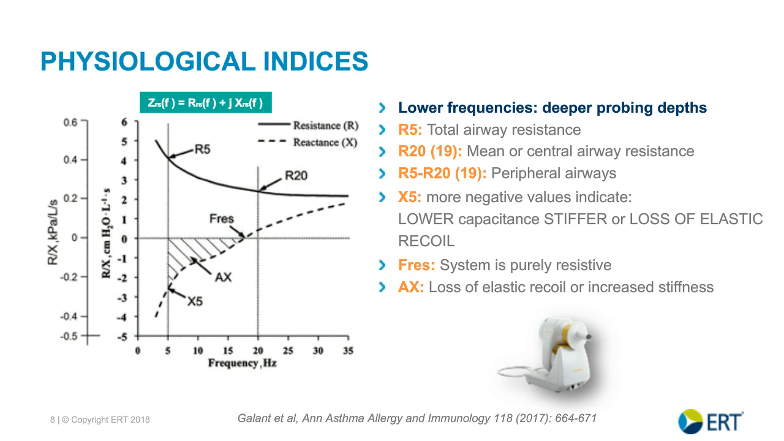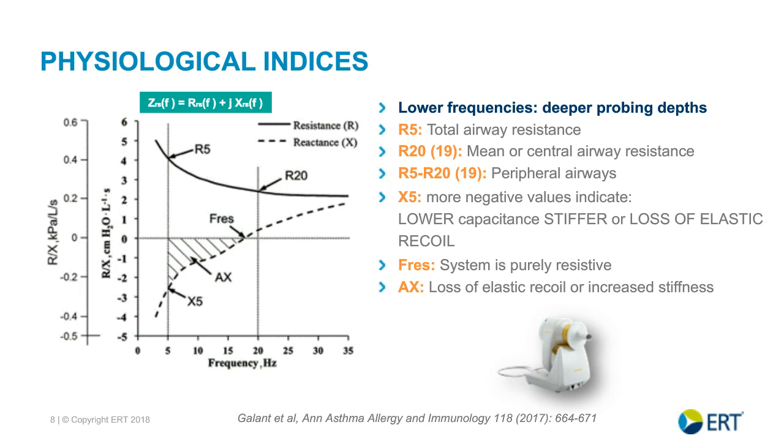Okay? So what we can see here now is the resistance and the reactance plotted on the y-axis and the frequency on the x-axis. And you can see that the data spans from 5 Hz to 35 Hz, which is the information content of that oscillation. Now, the FOT tracing is very, very simple if you apply a pattern recognition approach to it, which is very much what you do every day with spirometry.